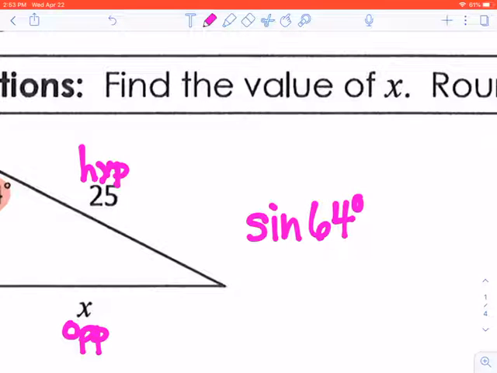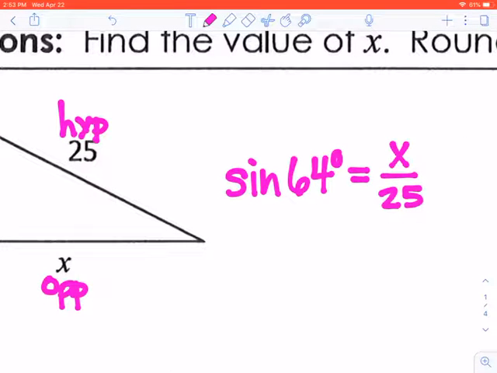Sine, cosine, and tangent are always of an angle. Okay, it's always of an angle. And it's going to be equal to the opposite over the hypotenuse. In this case, x over 25. Okay, so it's always sine of an angle equals a fraction. Okay, or cosine or tangent of an angle equals a fraction. And so what you've done is you used your SOHCAHTOA and you've created an equation, and you need to solve for x. And so now we're going to get to solving for x.